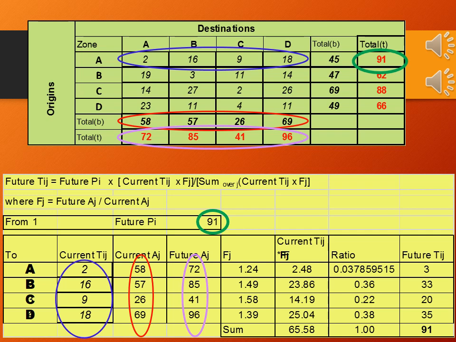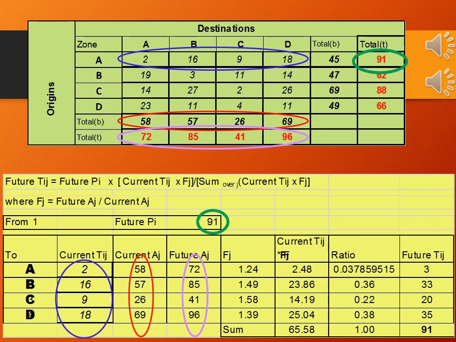So this is the crucial ratio relationship between destinations and origins, and these decimals are going to be multiplied by 91. So for example, if we take this first long decimal here of 0.037 and multiply it by 91, we get a value of 3. So that is the future value of A to A.